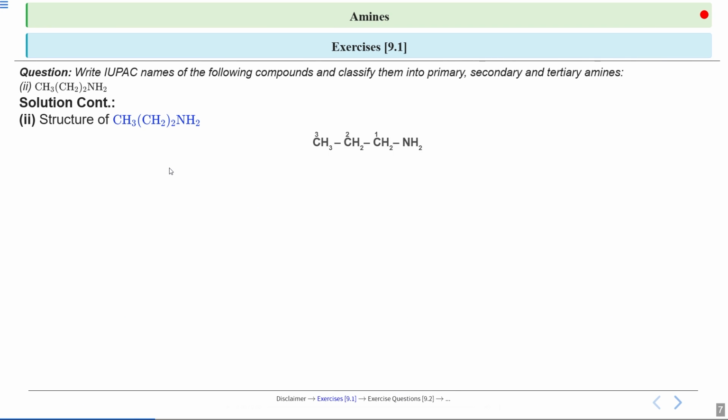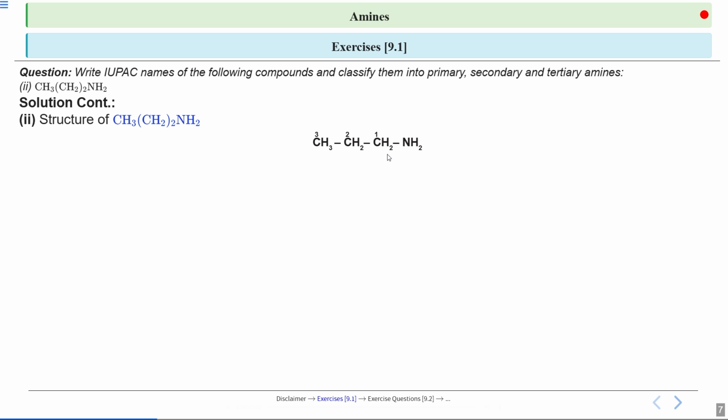Next, we have this structure. I can write it in this manner. First, I see this is my parent chain. I'll do the numbering so that the carbon which is attached to this nitrogen gets the lowest possible number. So 1, 2, 3. Remember, I will not start numbering with this carbon, because then the carbon to which the nitrogen is attached will get the third number, which is absolutely wrong. So I will start numbering from this carbon.